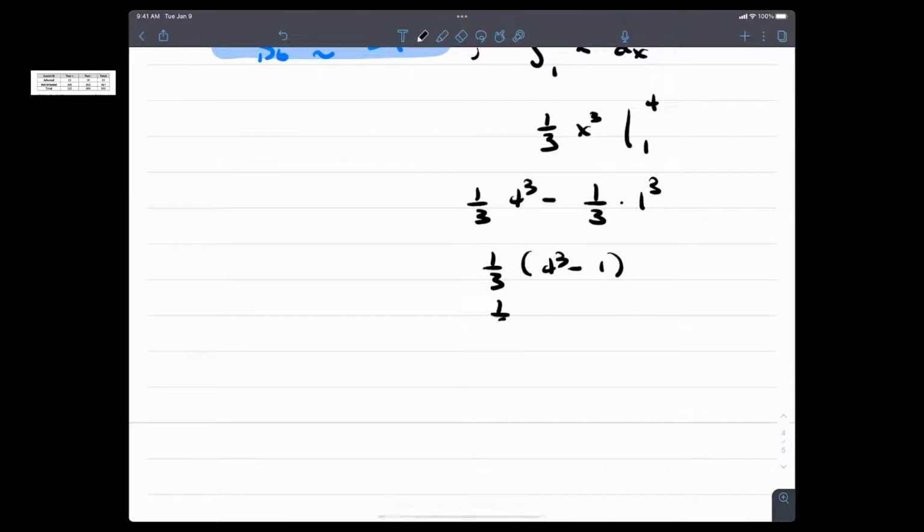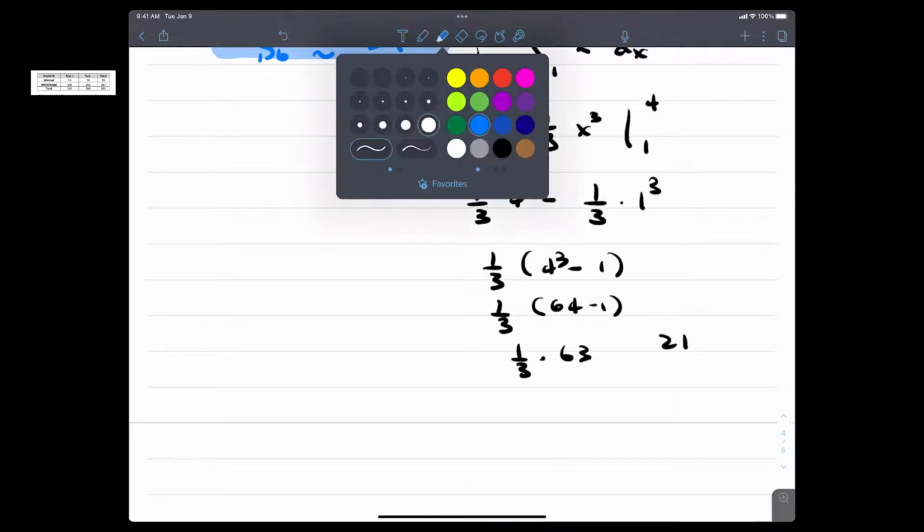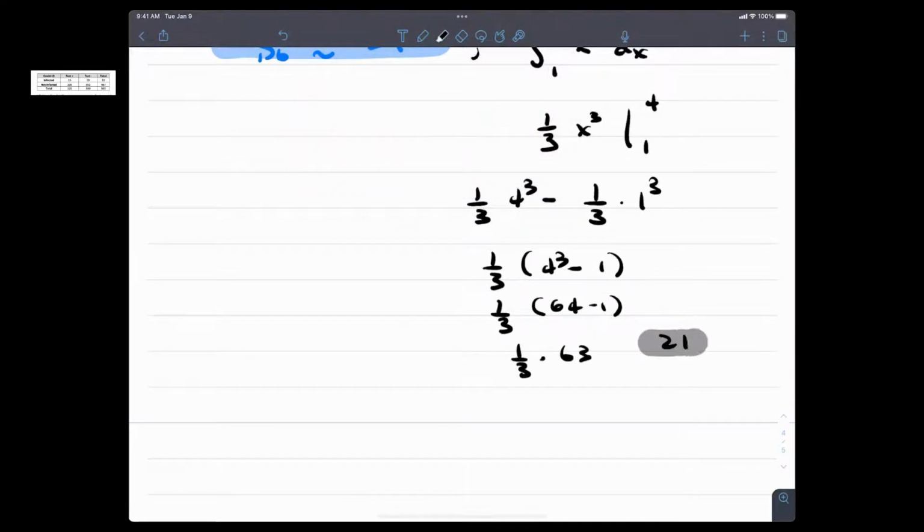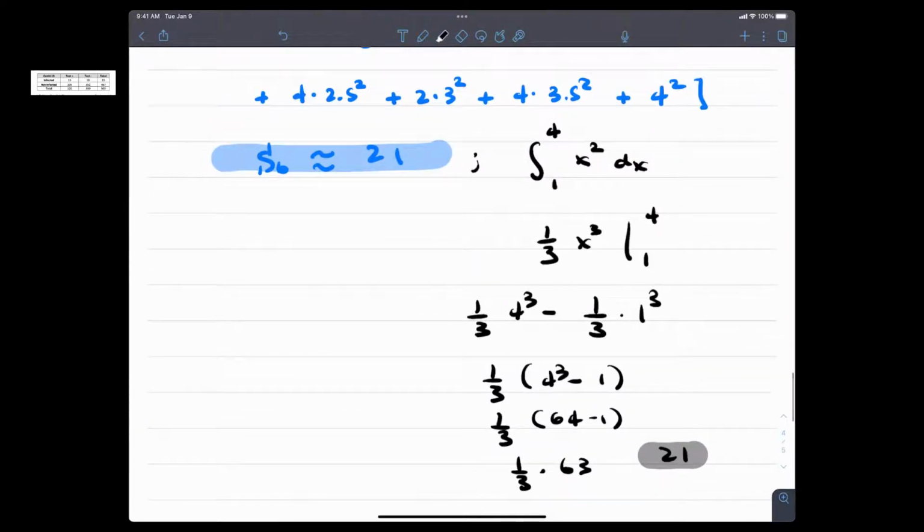Do you guys know what 4 to the third power is? Is that 64 minus 1? 1/3 times 63. You know that 3 goes into 63 how many times? It's 21 times. So anyway, yeah, it looks good to us. Just kind of a quick little check. Beautiful, beautiful technique. It's a beautiful formula, ladies and gentlemen.